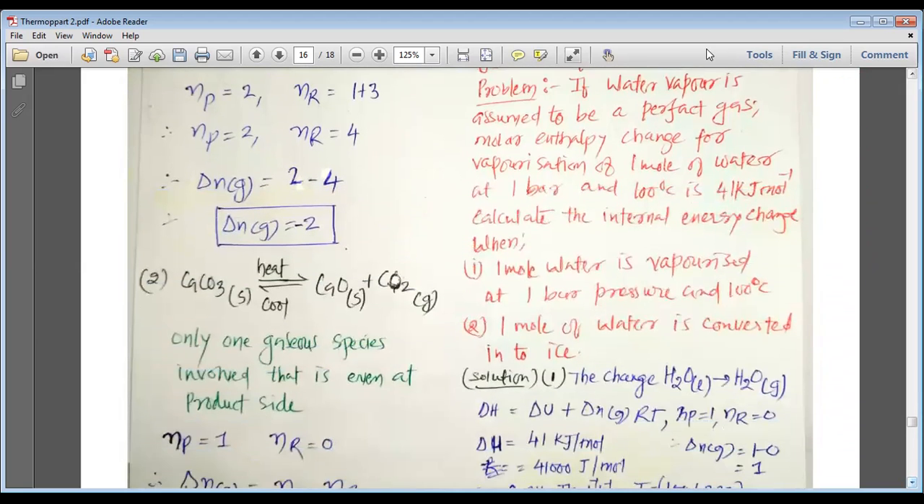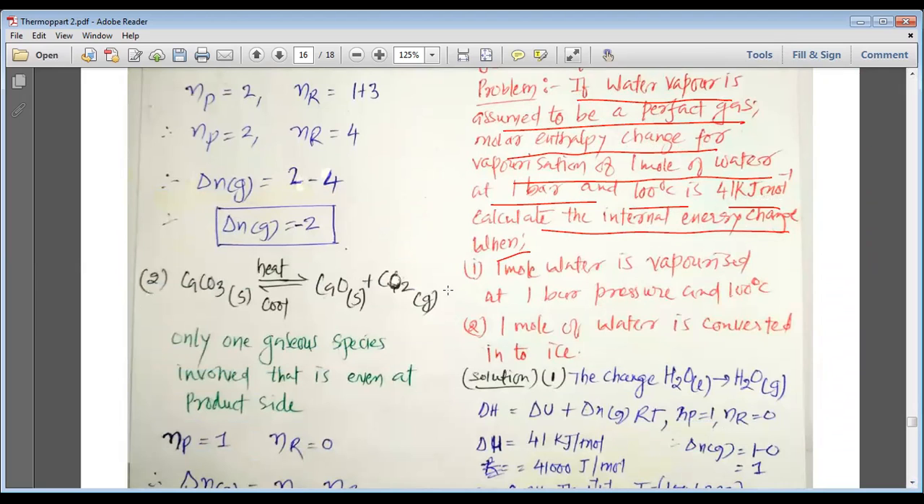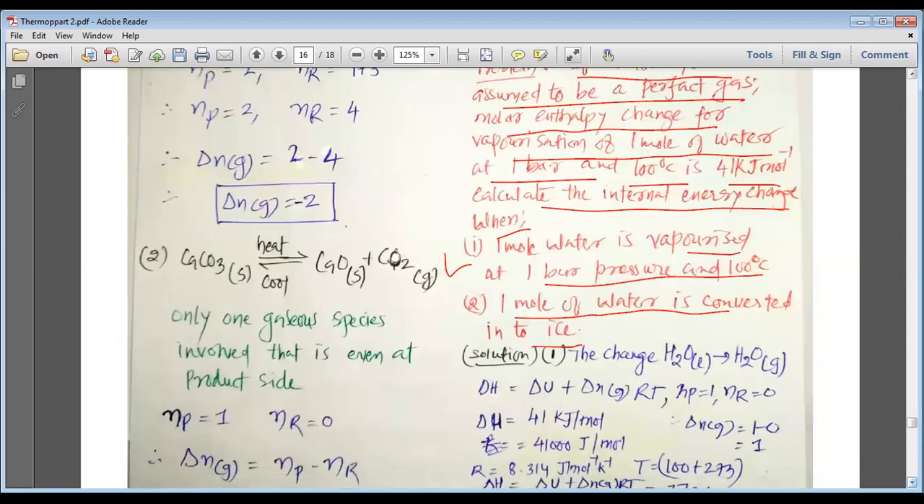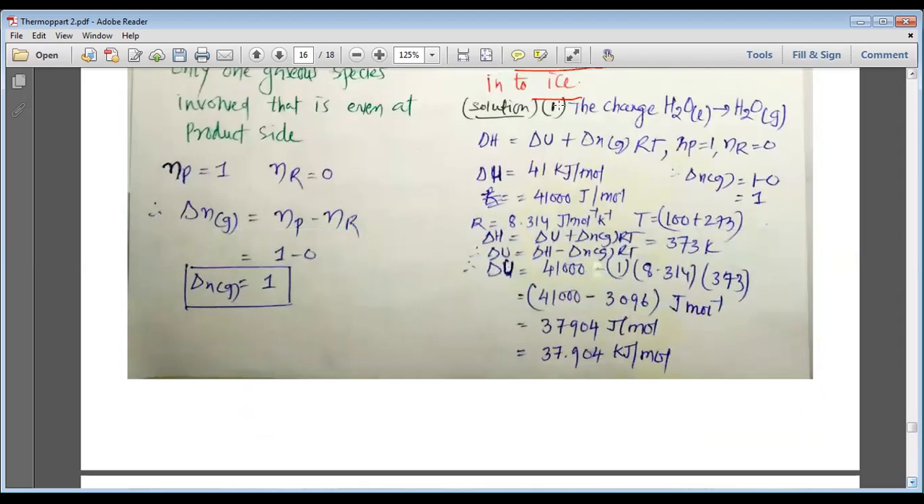Now let us understand one question. If pure water vapor is assumed to be a perfect gas, the molar enthalpy change for the vaporization of 1 mole of water at 1 bar and 100 degrees centigrade is 41 kilojoule per mole. Calculate the internal energy change when 1 mole of water is vaporized at 1 bar pressure and 100 degrees centigrade, and when 1 mole of water is converted to ice. So let us think about this problem.